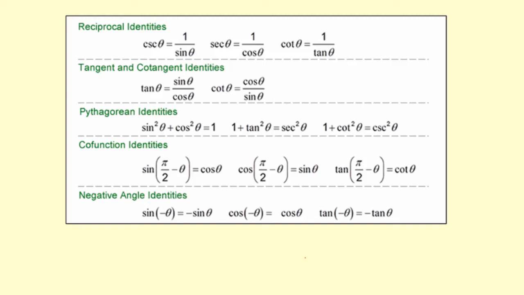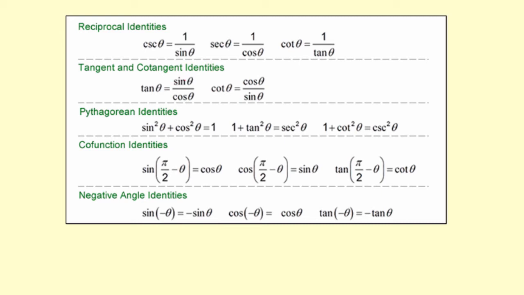So the big picture for this lesson is trig identities, and here are the identities that you're going to be working with. First of all, reciprocal identities. Cosecant of theta is 1 divided by sine theta. Secant of theta is 1 divided by cosine theta, and cotangent theta is 1 divided by tangent theta. These are all reciprocals.